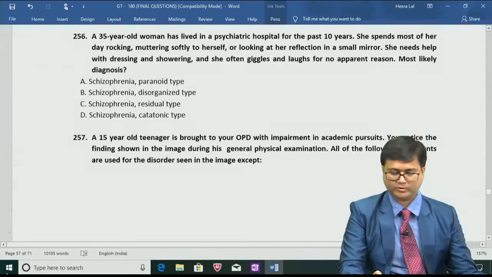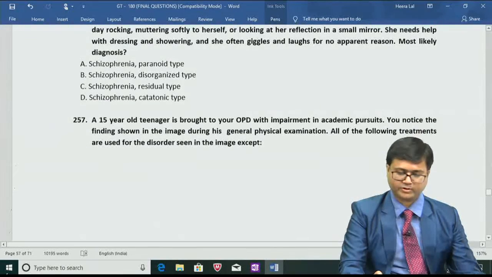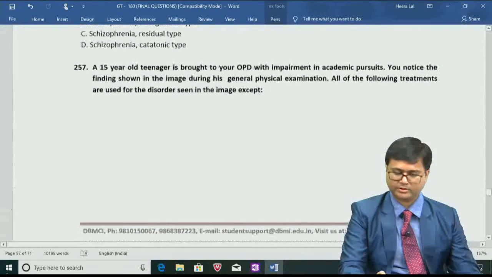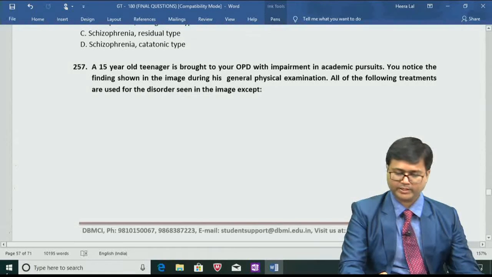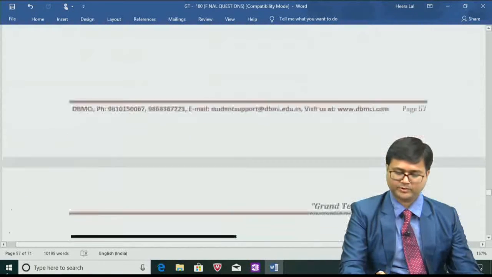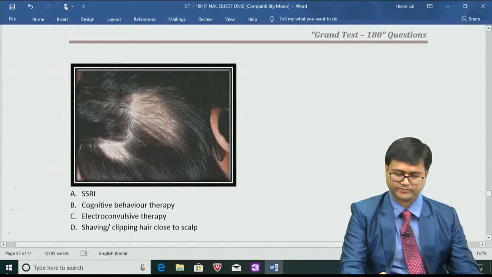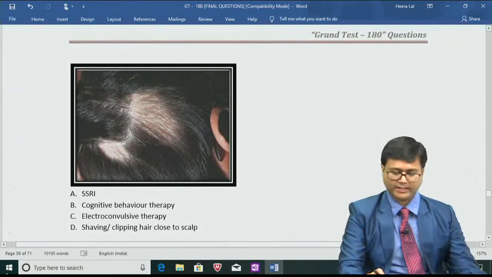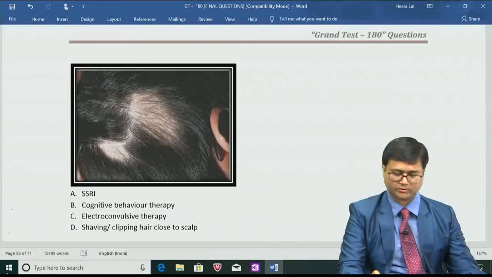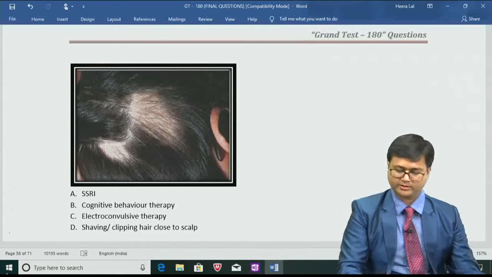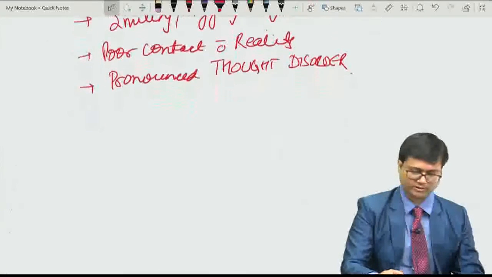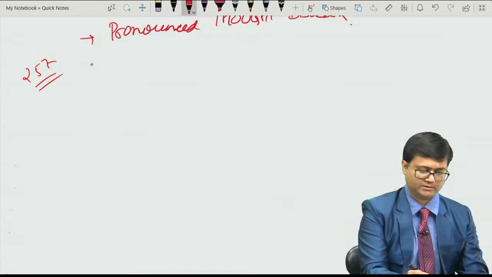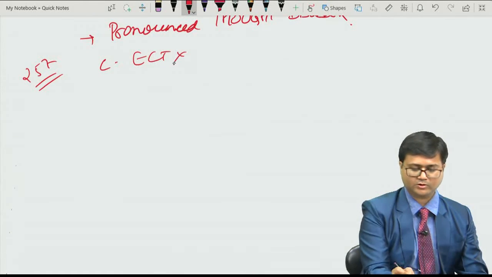Now coming back to the next question, 257. A 15-year-old is brought to OPD with impairment in academics, and there is an image shown. All of the following are treatments of the disorder seen in the image except. So let us first see the image. Now, there are irregular patches of alopecia, and the treatment which is generally not used is option C, that is electroconvulsive therapy. So answer to question 257 is option C, that is ECT is not used.